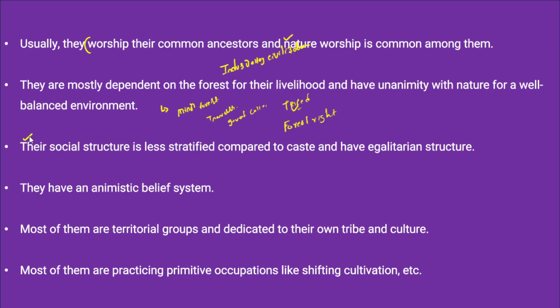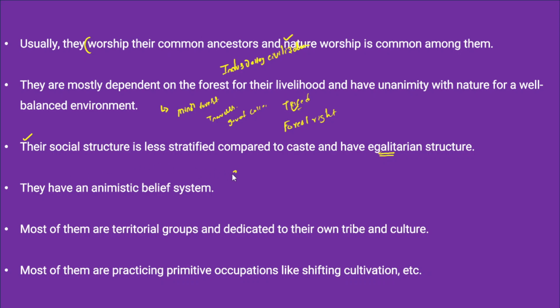And secondly, their social structure is less stratified compared to caste and has an egalitarian structure. Now if you look at modern Indian society, it is segregated or differentiated into different caste, class, groups of people based on their occupation, profession, everything. But if you look at these tribals, most of the tribals' socio-hierarchical structure is egalitarian in nature. So you cannot find the differences in these tribals. Most of them are recognized as a homogeneous group of people, and they have an egalitarian structure.